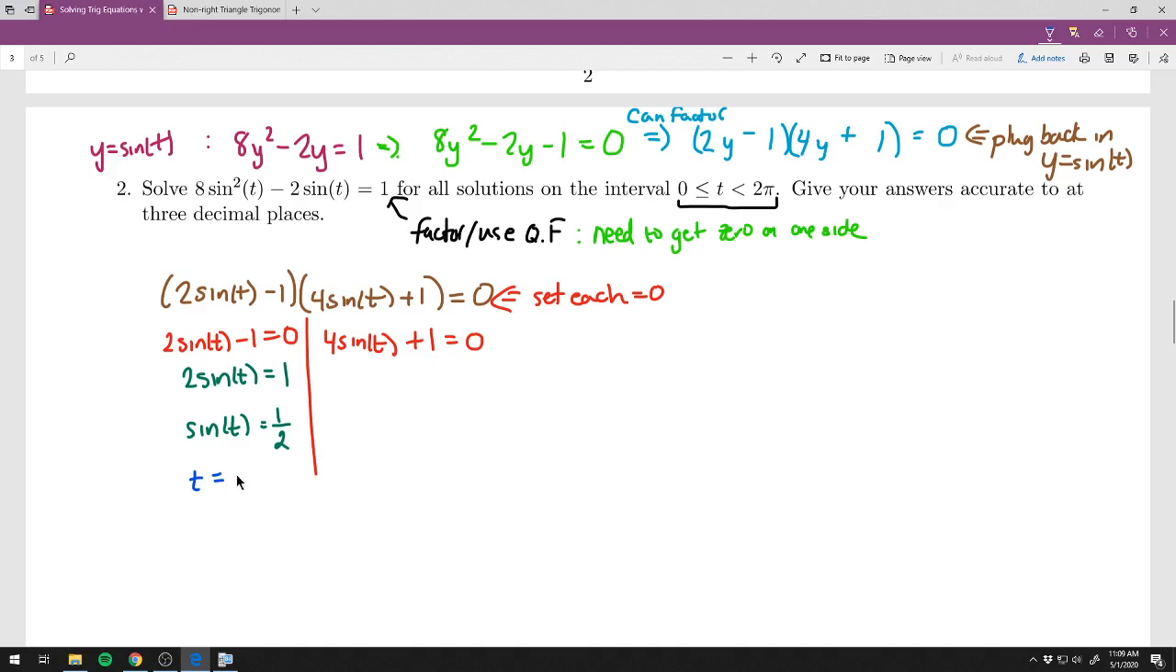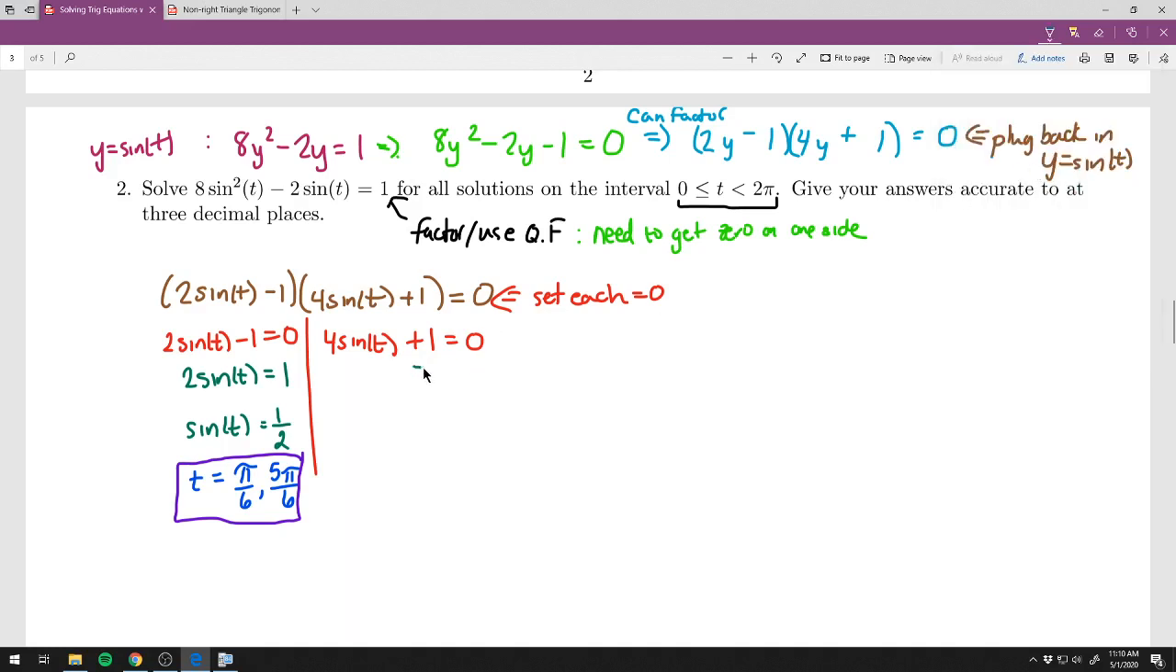Our two answers would be pi over 6. Sine is positive in quadrants 1 and 2. Reference angle is the small one for 1/2, which is pi over 6. And the other one would be 5 pi over 6. Just like last time, this is going to be 2 of our answers. It might end up being the only 2 answers. It might be that there's 1 more. It might be that there's 2 more. We just got to solve the other one and see.